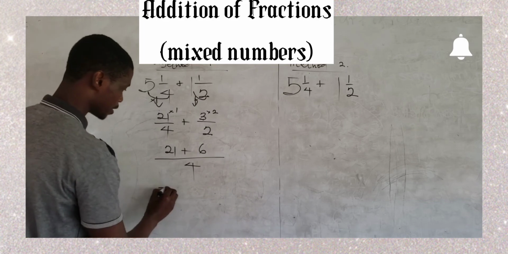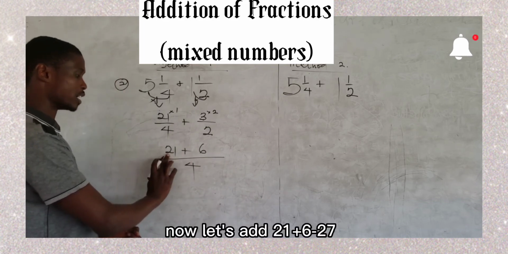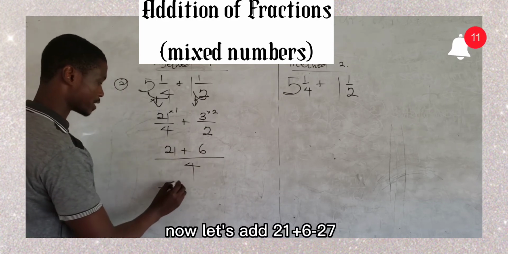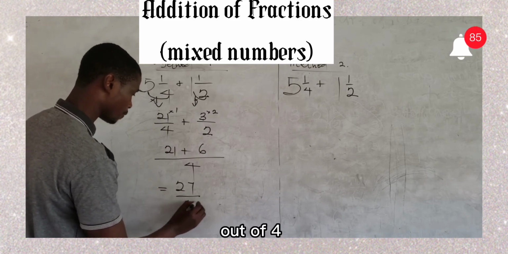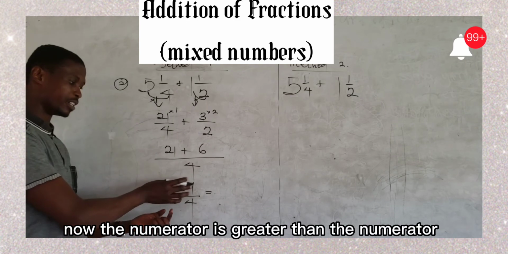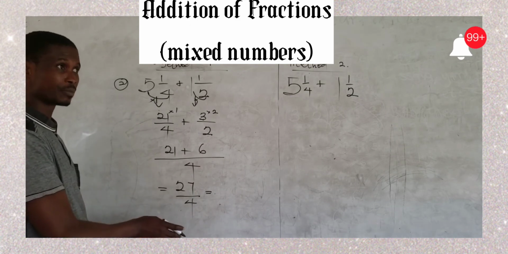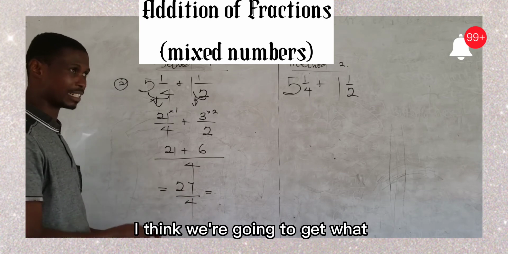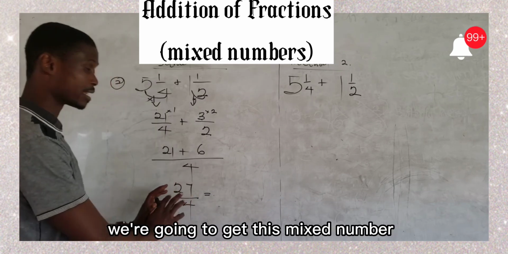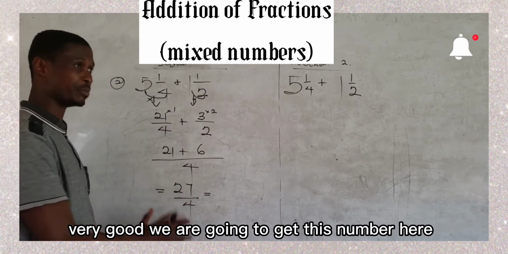Very good. Now let's add. 21 plus 6 will give us 27 out of 4. Now the numerator is greater than the denominator, so we can simplify. And when you simplify this, I think we are going to get what? We are going to get a mixed number. Very good. We are going to get a mixed number here.